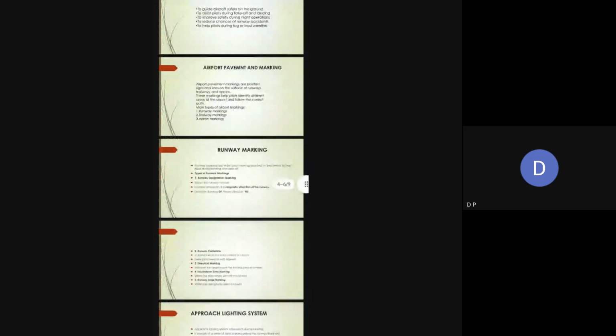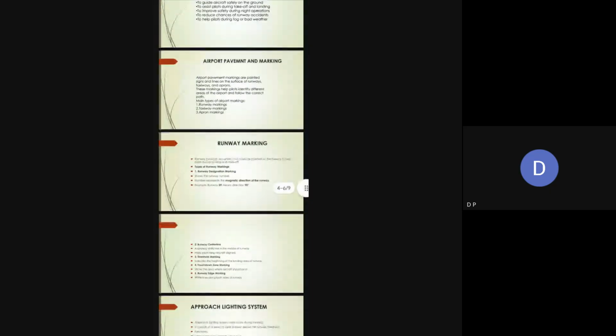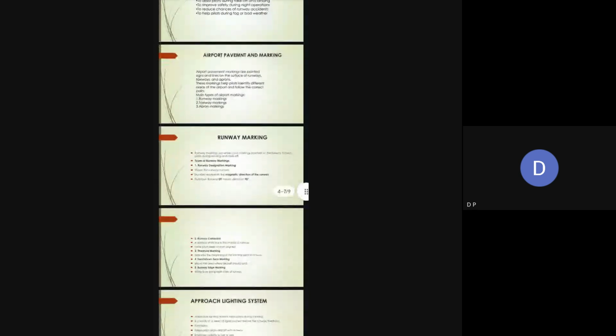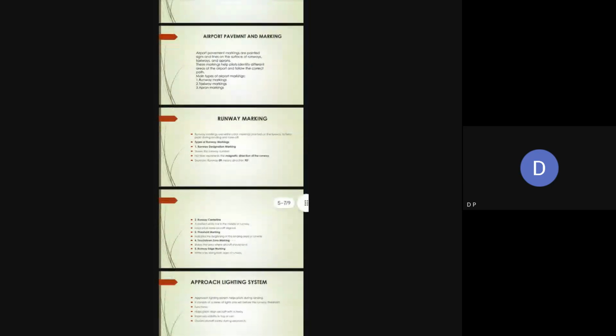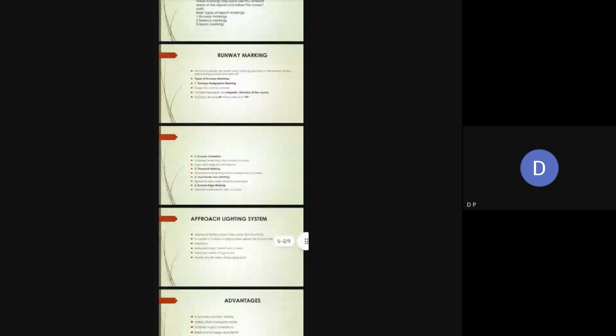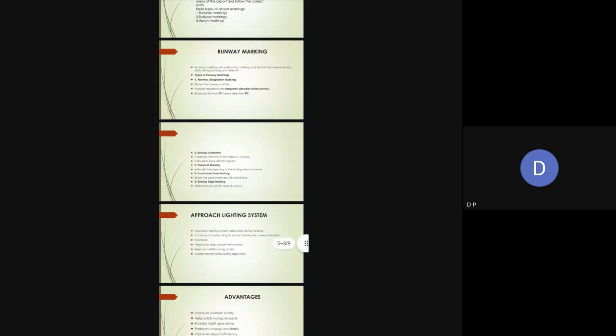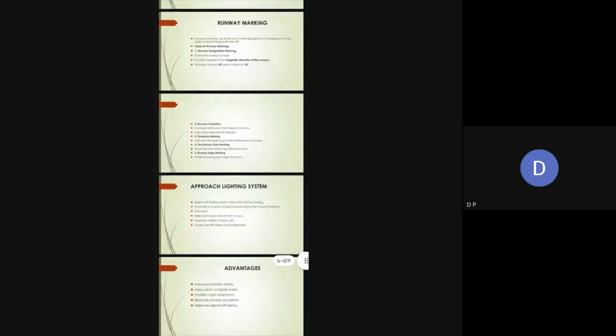Airport pavement markings are painted signs and lines on the surface of runways, taxiways, and aprons. These markings help pilots identify different areas of the airport and follow the correct path. Main types of airport markings: runway markings, taxiway markings, apron markings. Runway markings are white color markings painted on the runway to help pilots during landing and takeoff. Types of runway marking. Runway designation marking shows the runway number.